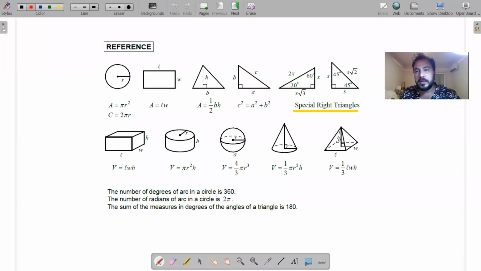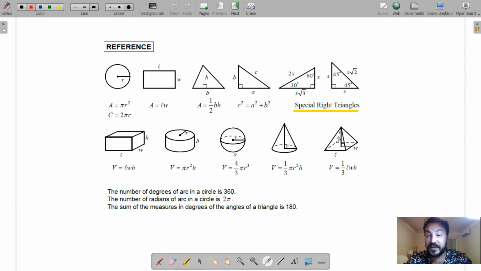So, first of all, with these topics, we are going to use this reference. This is the only reference you have during your SAT exam. Those are all formulas to find the areas of each figure or the volume of each 3D figure, okay?